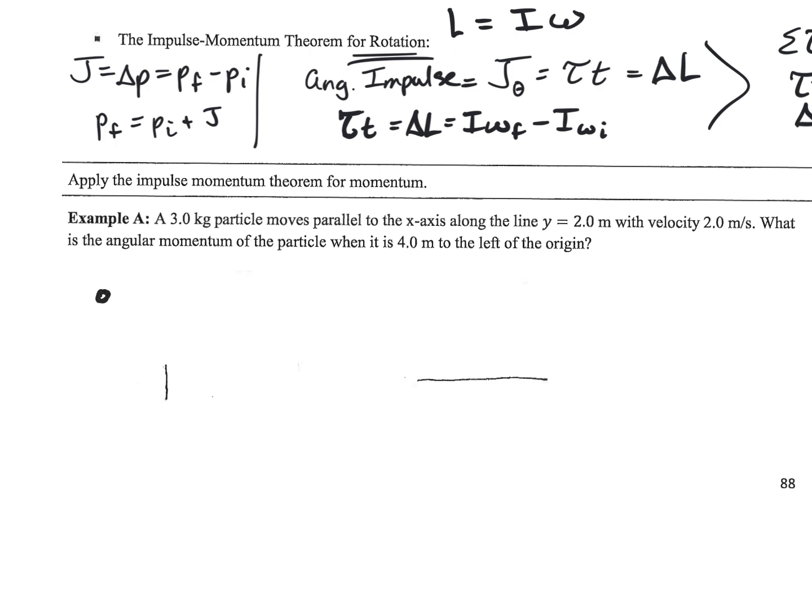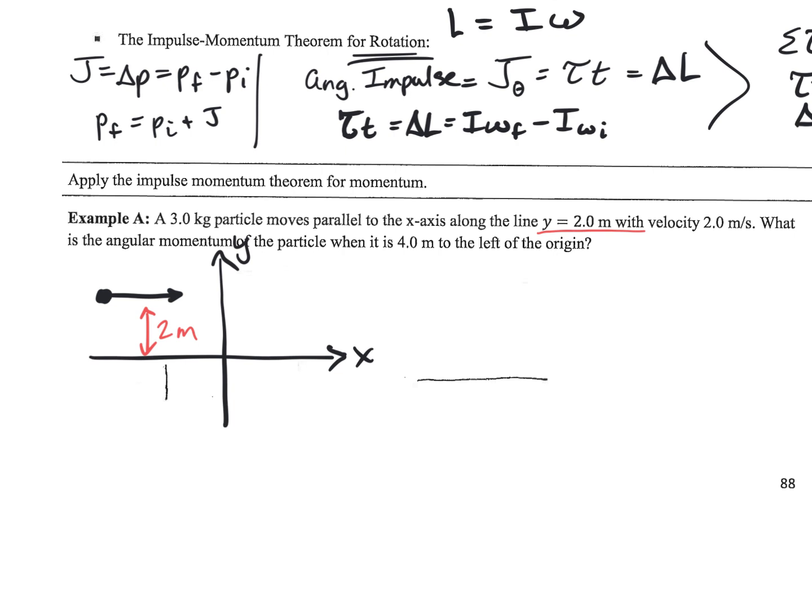So we have a particle moving this way, parallel to the x-axis, right? So here's the y-axis, here's the x-axis, okay? This thing is literally 2 meters away from the x-axis. What's the angular momentum when it is 4 meters to the left of the origin? Now, how do I know it's 2 meters from there? Because it says y is 2 meters along the line, y equals 2 meters. That's 2 meters this way.